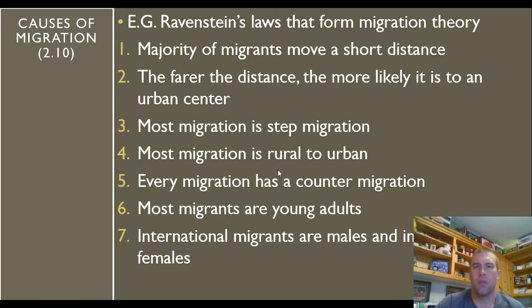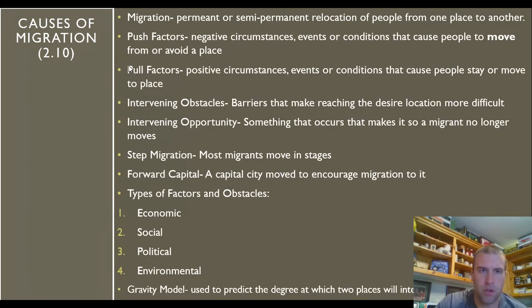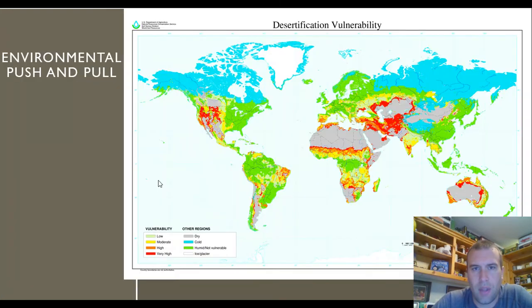So, what should you know from this? You should know these pull factors, intervening. You should know all of these. Oh, I didn't talk about forward capital. I will come back to that. Let me get to that one.